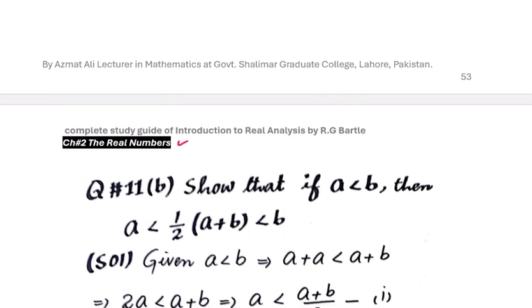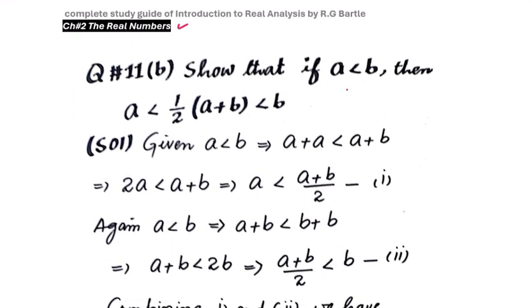Question 11b. In question number 11b, I have to show that if I have two numbers a and b, then their arithmetic mean always lies between these two numbers. That is, a less than half of a plus b less than b, given a less than b. This is a very simple question. Given a less than b, adding a on both sides, we have a plus a less than a plus b. This is equal to 2a less than a plus b. Dividing both sides by 2, this implies a less than (a plus b) over 2.